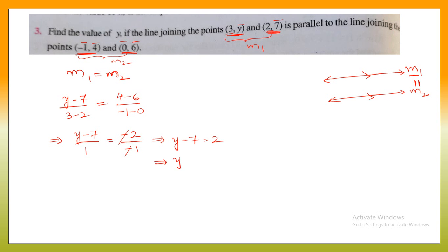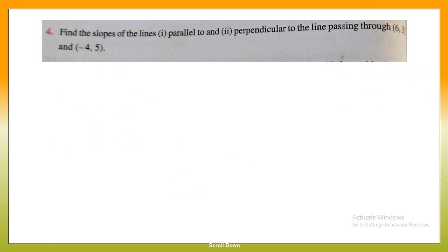So from this, y is equal to 2 plus 7. So 2 plus 7 is 9. So clearly y is equal to 9 is my answer, right? So the answer is y is equal to 9. Next, moving on to one more question.